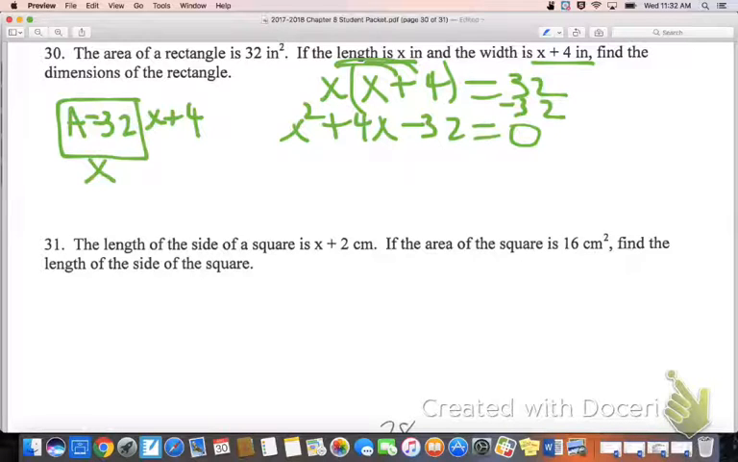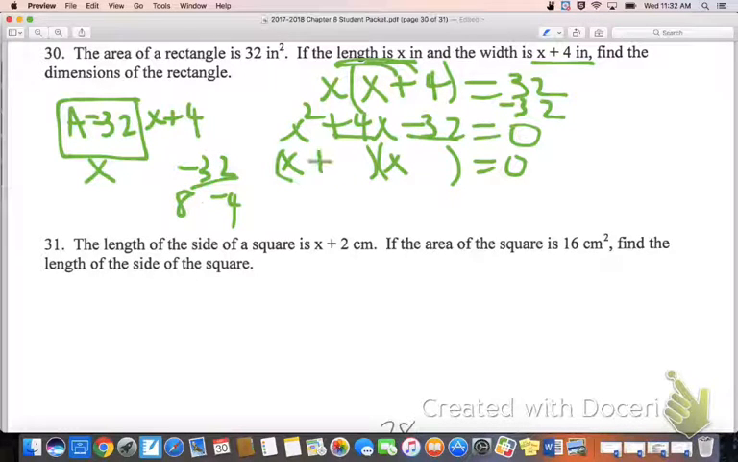As always, when you factor, you ask yourself, is there a greatest common factor? There is not here. So it's a trinomial. That means we're going to have our two bubbles, or two sets of parentheses. What multiplies to give you negative 32 that adds to give you 4? That's going to be an 8 and a negative 4. So plus 8 and minus 4.